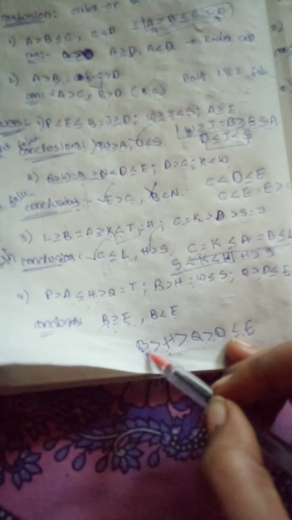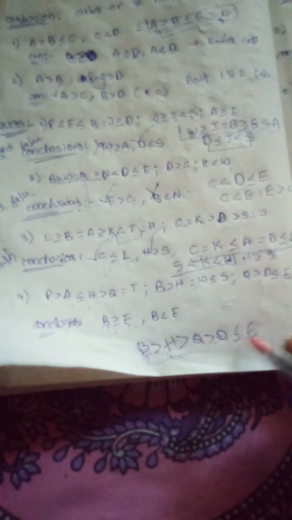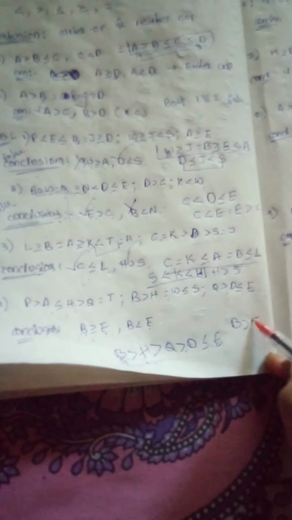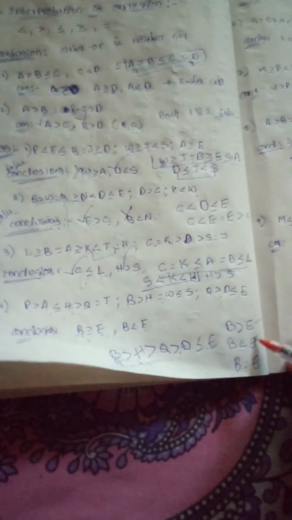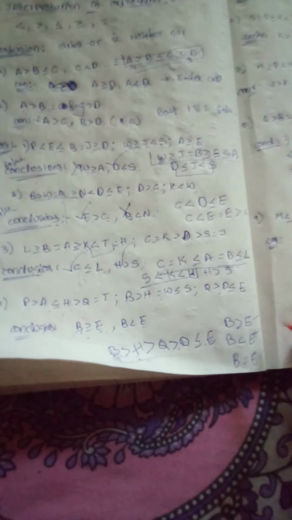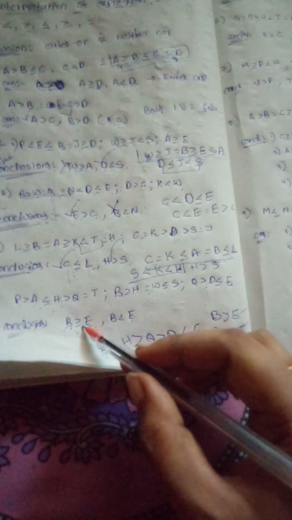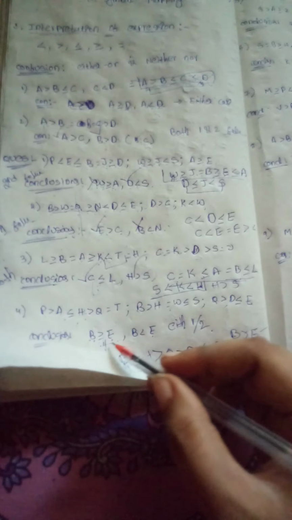Same as this one also, we clearly say that there is no relation between b and e. That means b is greater than e, or b is less than e, or b is equal to e. So we don't know exactly which one is true. These three are either true or false. That means the answer for this fourth question is either 1 or 2. That means b greater than or equal to e or b less than e are true.